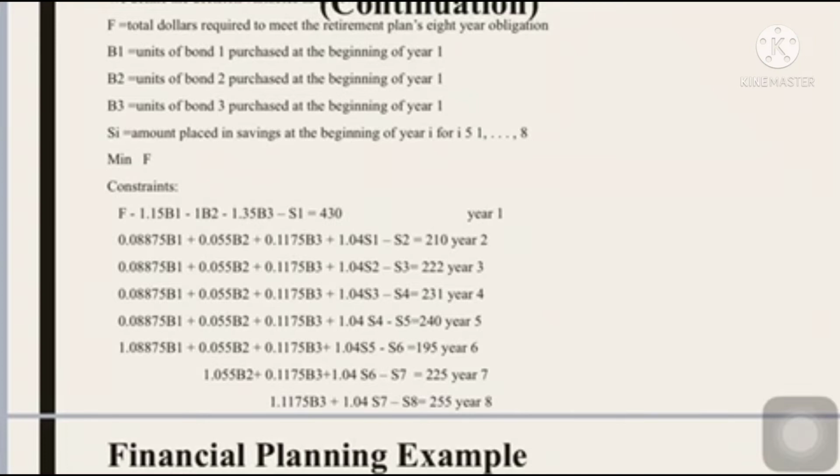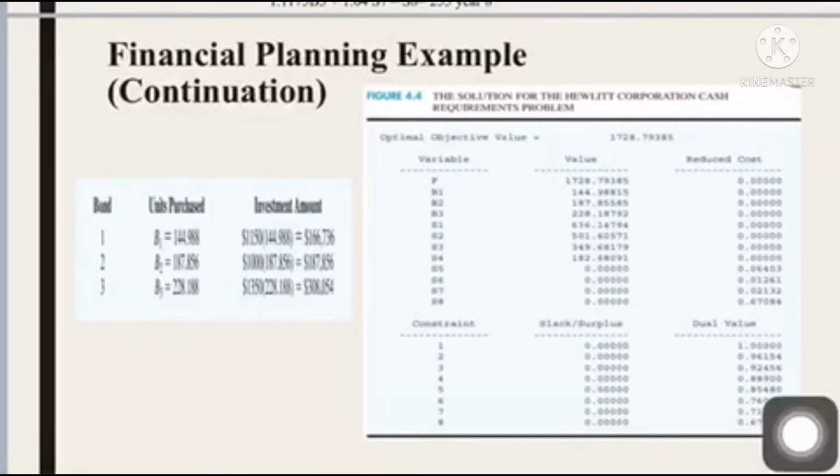The optimal solution to this 12 variables, 8 constraints linear program is shown in figure 4.4 with an objective function value of 1,728.79385. The total investment required to meet the retirement plan 8-year obligation is $1,728,794, using the current prices of $1,150, $1,000, and $1,350 for each of the bonds respectively. We can summarize the initial investment in the 3 bonds as follows.